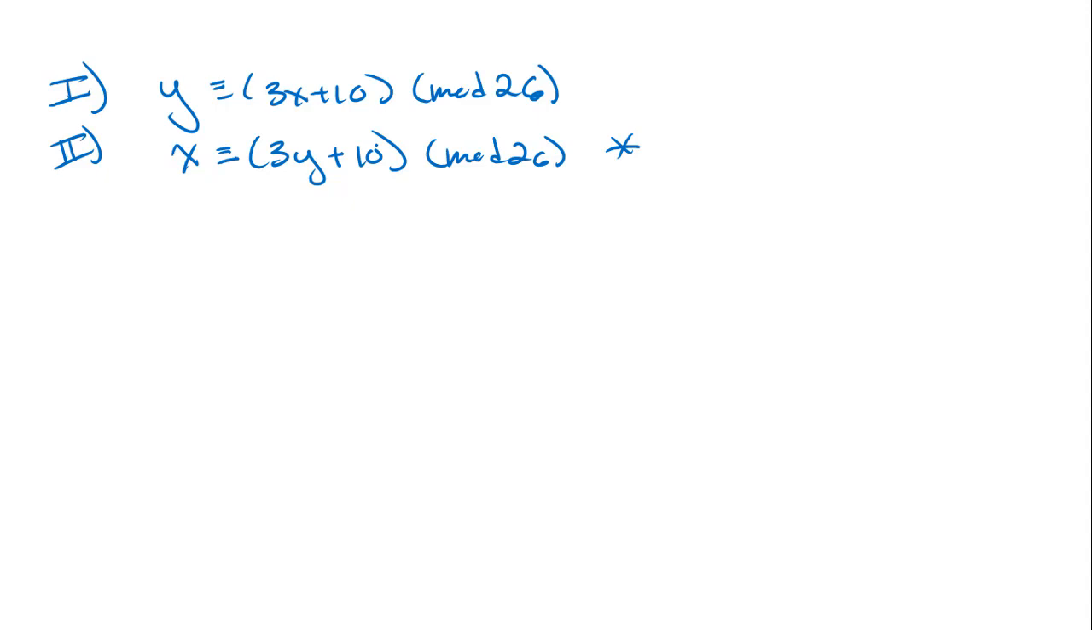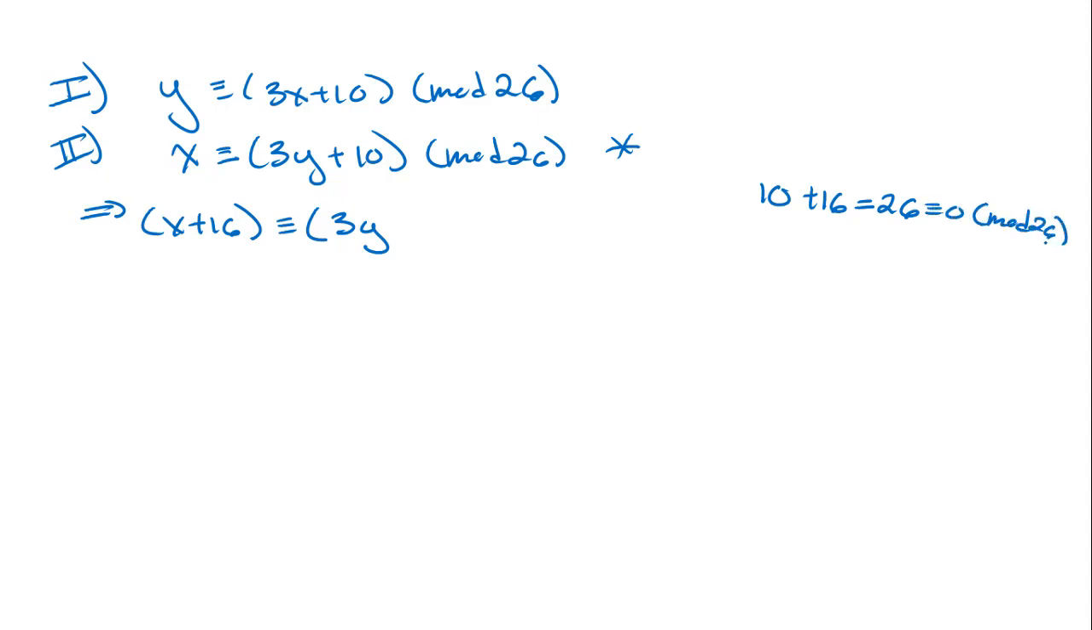And the idea here is going to be connected to this idea of how can I make the 10 into a 26, because a 26 is going to reduce down to a 0. So rather than subtracting 10, what I could do is actually add a 16. So this is then going to become x plus 16. And then on the right-hand side, I get a 3y and then 10 plus 16. That's going to turn into a 26, which we know reduces down to a 0 mod 26. And that 0, again, is that nice little additive identity.